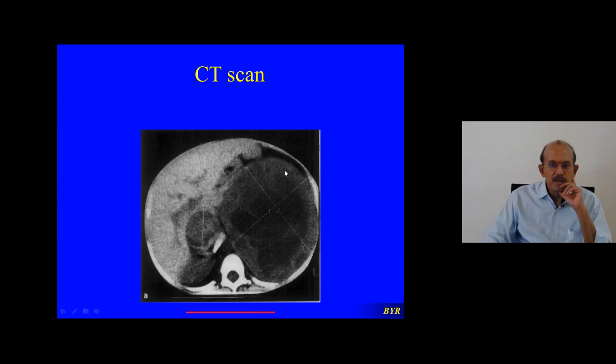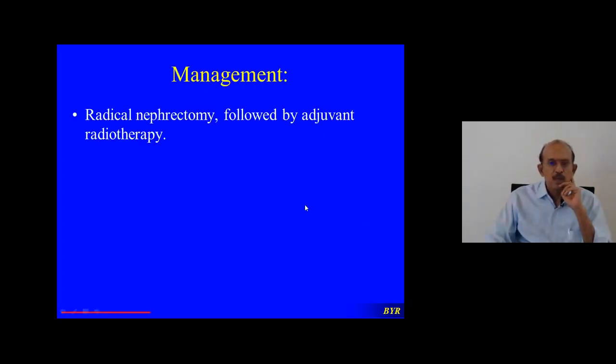So you can see the large mass arising from the kidney on CT scan. Management: it is radical nephrectomy followed by adjuvant radiotherapy. Usually these blastomas are sensitive to radiation. So you do radical nephrectomy, then followed by adjuvant radiotherapy.